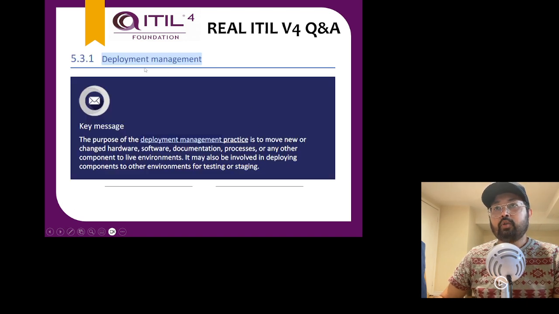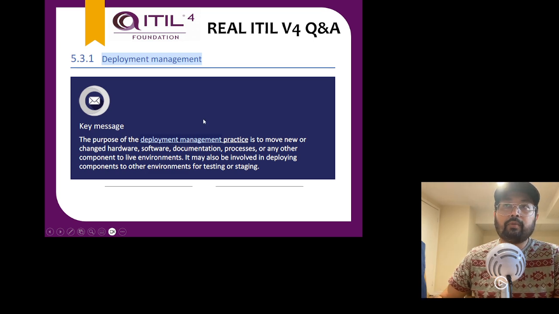Now come to the deployment management definition. This is from section 5.3.1 of the official books of ITIL 4, that is coming from Axelos. In section 5.3.1, deployment management definitions, the purpose of the deployment management practice is to move new or changed hardware, software, documentation, process, or any other component to live environment. So we got our answer, right?